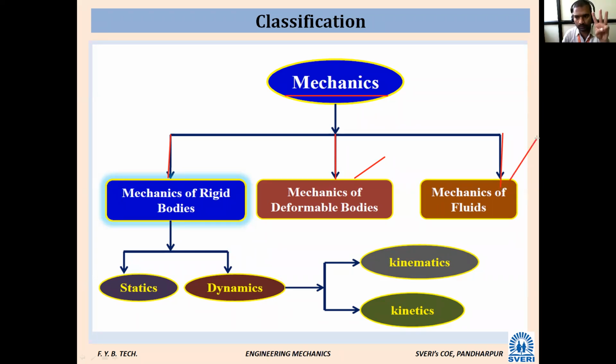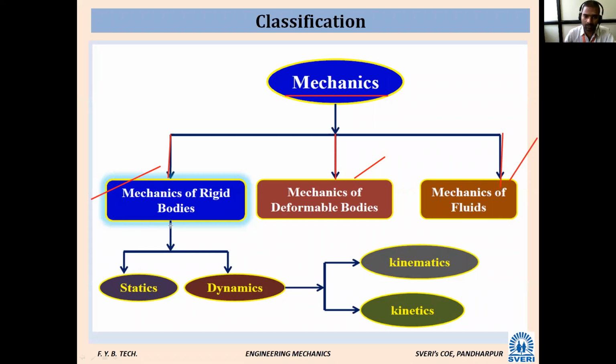There are three branches in mechanics: mechanics of rigid bodies, mechanics of deformable bodies, and mechanics of fluids. Mechanics of deformable bodies and mechanics of fluids we will study in higher classes. But as of now, for first year engineering students, the concept of mechanics of rigid bodies is very important. This is the basic subject for higher classes, so you have to study the clear concept of mechanics of rigid bodies.